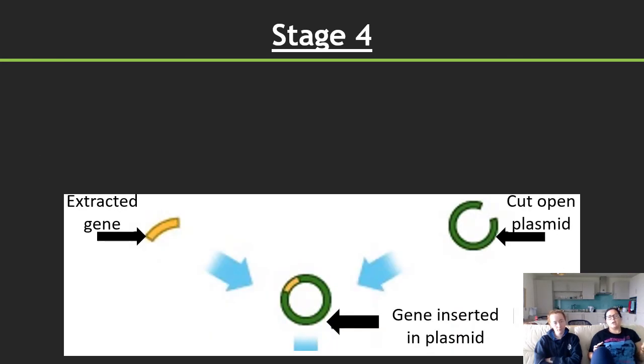Okay. Into stage 4, we've got our extracted gene on the left, our cut open plasmid on the right, and they are joined together. So you put the extracted gene into the plasmid, which is again a ring of DNA. So you're just joining human DNA onto bacterial DNA, and that is sealed using a different enzyme compared to the cutting one. Instead, we're using basically a gluing enzyme. Now, the different enzyme is underlined because you need to be able to specify it's a different enzyme from the cutting open one.